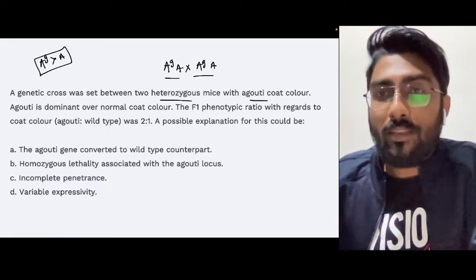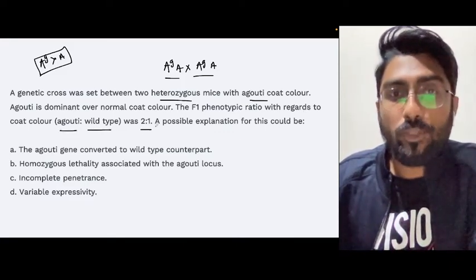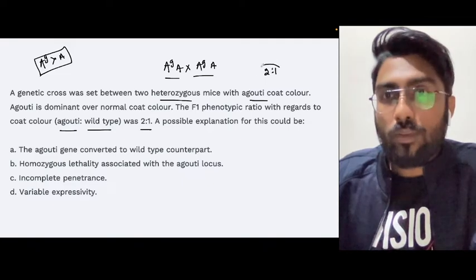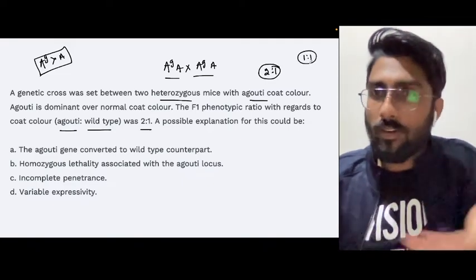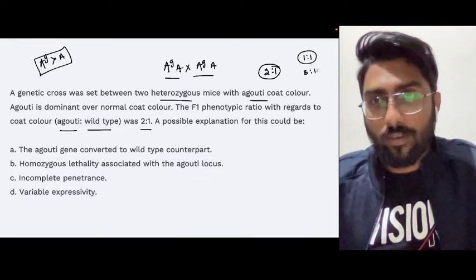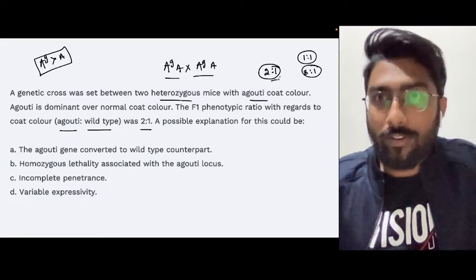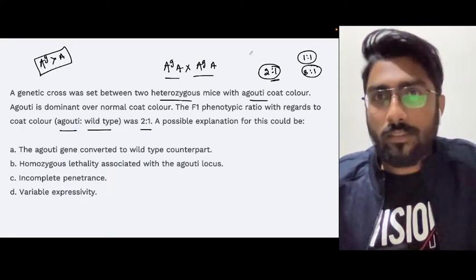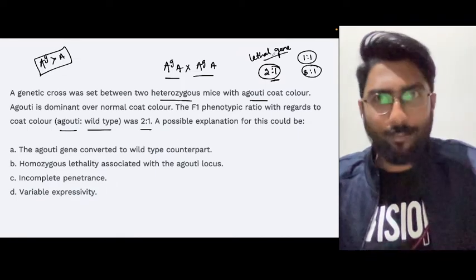The F1 phenotypic ratio with regard to coat color, agouti to wild type, is 2 is to 1. Generally, it will be 1 is to 1 or 3 is to 1 in any of the crosses. We'll get 4 results, not 3 results. So there are 3 results. That means there is some lethal gene at work, isn't it? And this is a classic example of a lethal gene.